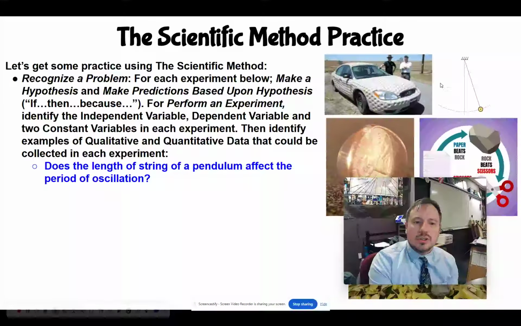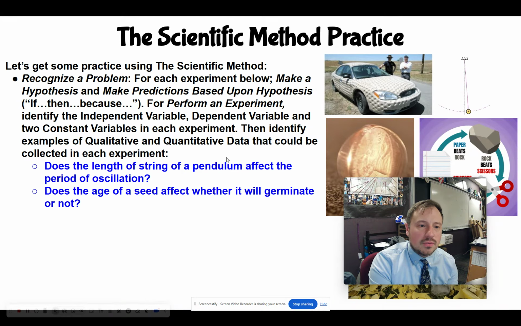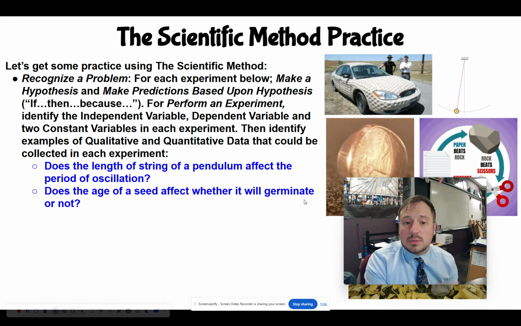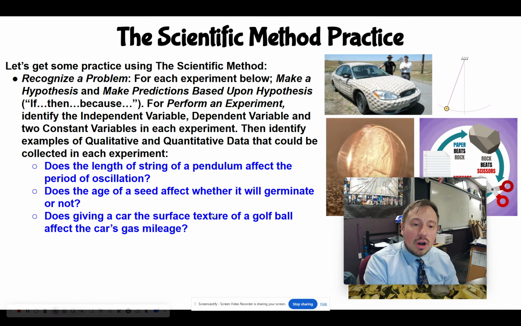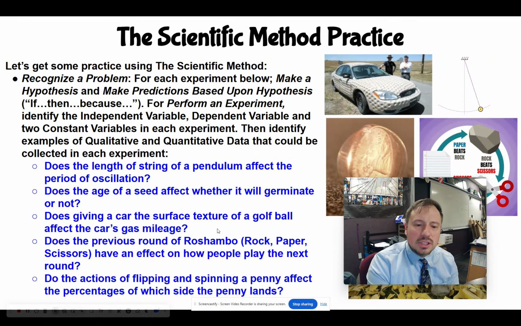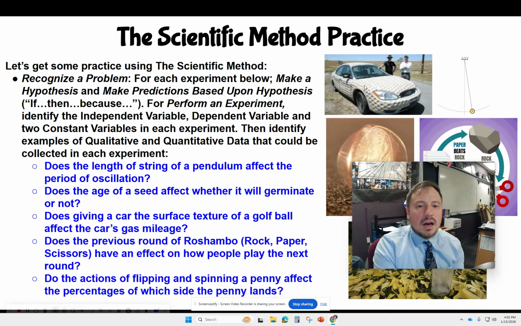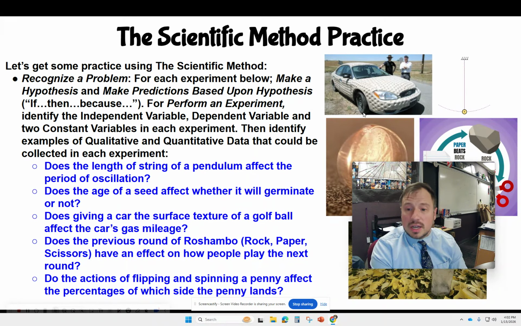So, does the length of the string of a pendulum affect the period of the oscillation? How fast that pendulum goes back and forth? Does the age of a seed affect whether it will germinate or not, whether it will sprout or not? Does giving a car the surface texture of a golf ball affect the car's gas mileage? Does the previous round of Rochambeau, or rock, paper, scissors, have an effect on how people play the next round? And do the actions of flipping and spinning a penny affect the percentages of which side the penny lands? So go ahead, pause this, and get some practice going through the scientific method.